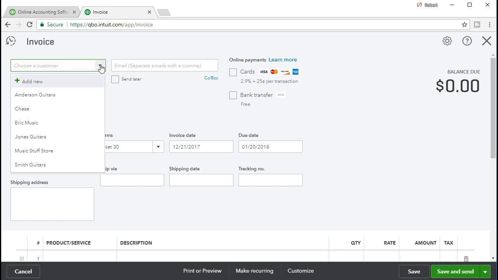We select the drop down, we can see the customers here. If we type in the customer, it'll start to autofill. We're looking for Jones Guitar. There's Jones Guitar there. We're going to select Jones Guitar. And then we'll tab through this. So we're going to tab through.